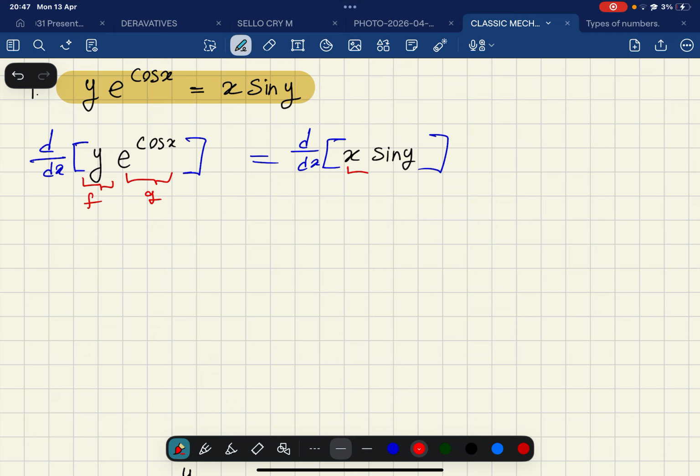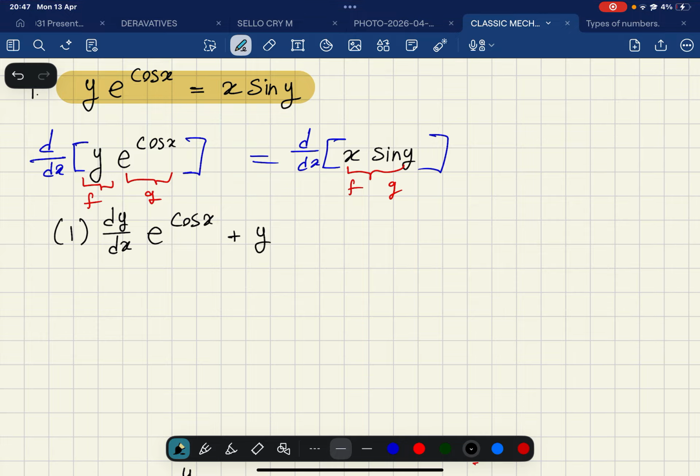Even this side, I'm going to use product rule. This is my f, this is my g. So I will do what? I will derive the first function. Deriving y, I will get what? I will get 1. Then I do what? I derived y with respect to x. I keep the e to the what? To the cos x.